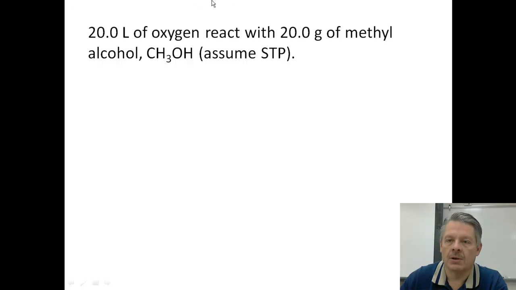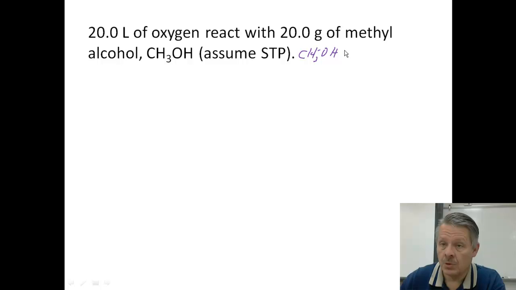So if we look at methyl alcohol, let me just put that up here at the top, since we're going to be doing that. CH3OH, if we go and do the math for that, we will find out that methyl alcohol weighs 32.042 grams per mole.